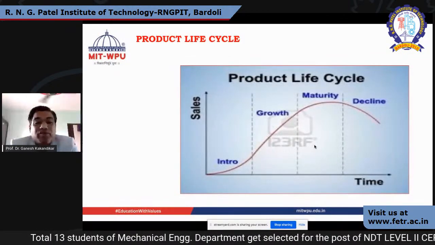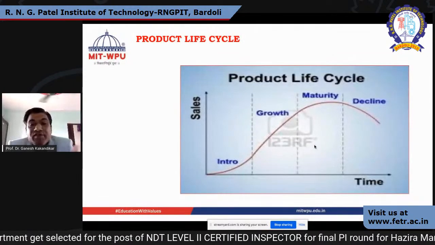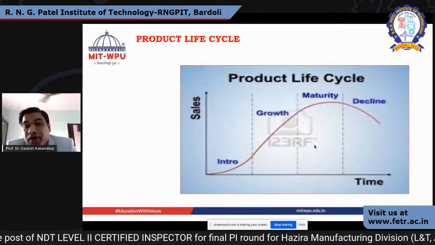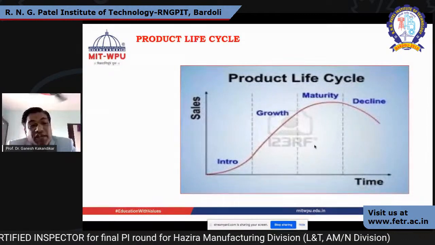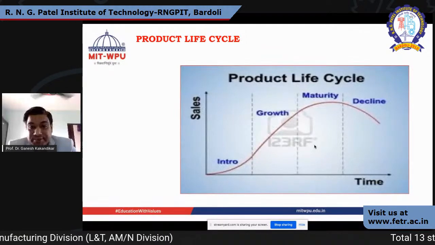Those people who are using your product should be happy, and the product should work satisfactorily for the designated life, what we call reliability. So if I purchase a washing machine, it should work satisfactorily for 10 years.